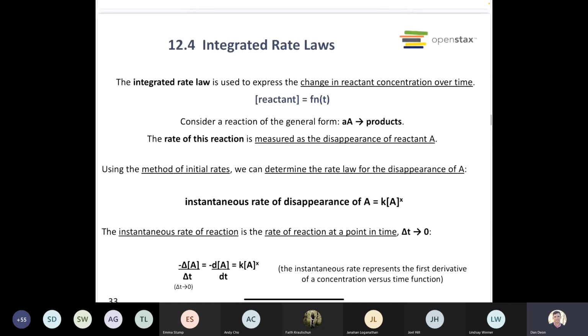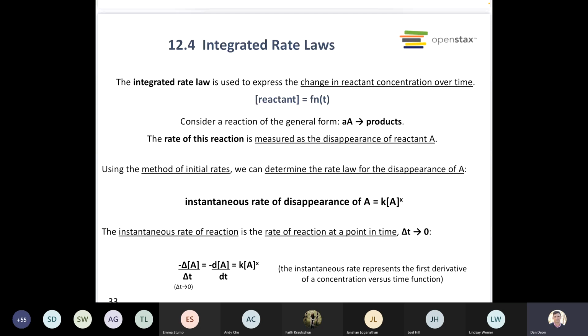It says here, the integrated rate law is used to express the change in reactant concentration over time. And we're only going to look at reactions that involve one reactant. So one reactant only. And when it comes to integrated rate laws, we're only going to look at 0, first, and second order reactions. So we keep things really simple, because I know when a lot of students see the word integration, they know that it's calculus and they're like, I'm not so sure about that. But don't stress about it.